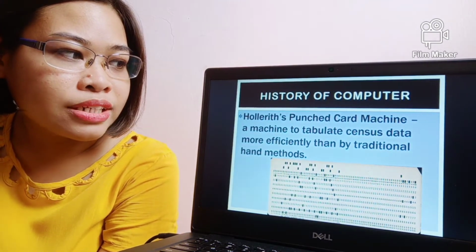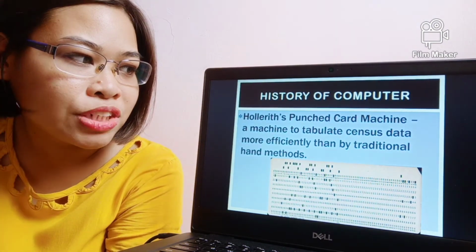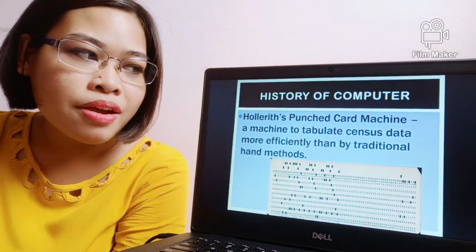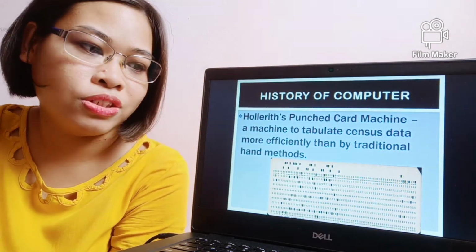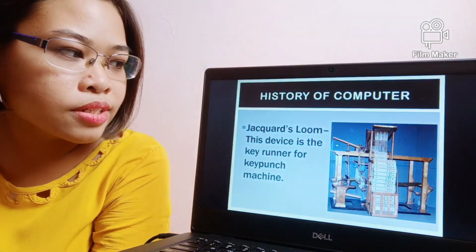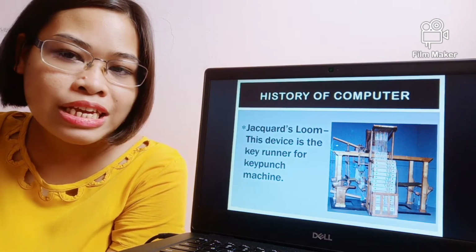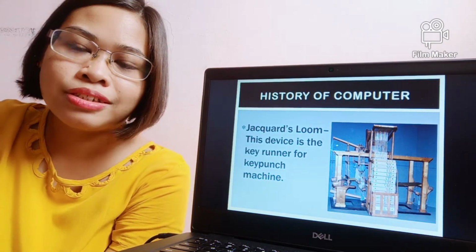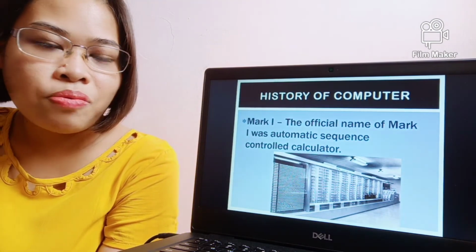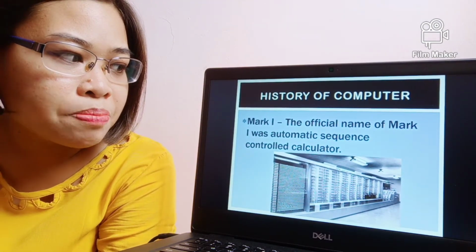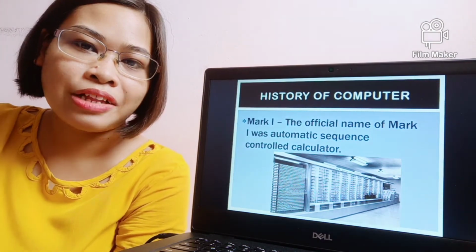The first one is the Hollerith punch card machine. It is a machine to tabulate census data more efficiently than by traditional hand methods. Next, the Jacquard's loom. This device is the key precursor for the key punch machine. Next is the Mark I. The official name of Mark I was Automatic Sequence Controlled Calculator.